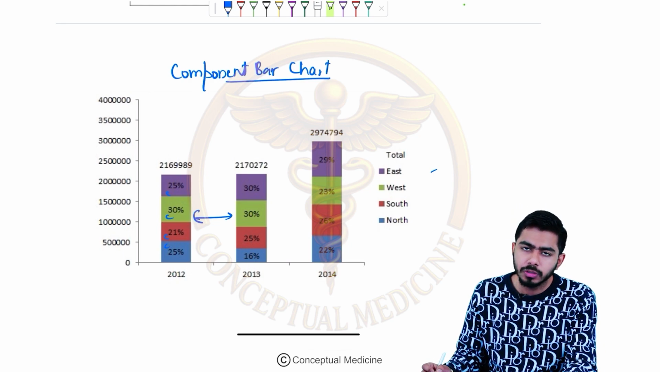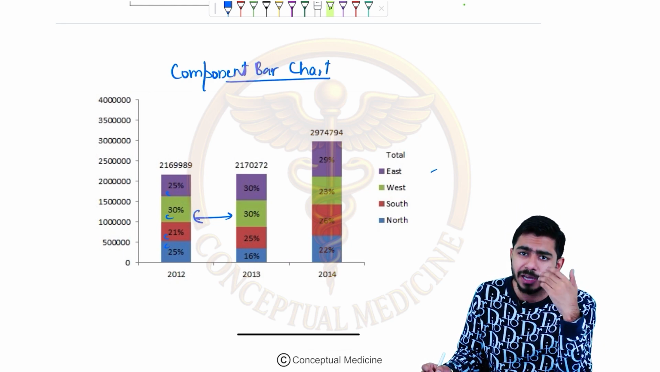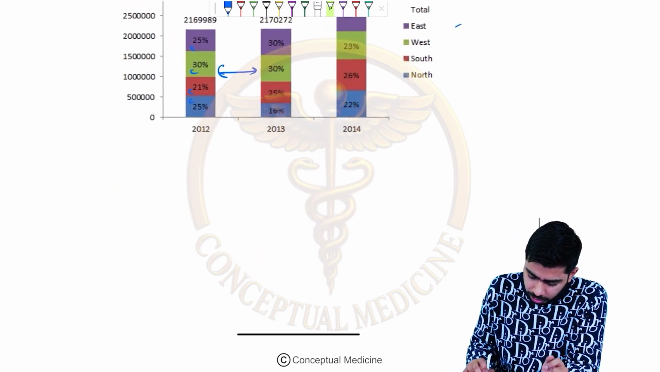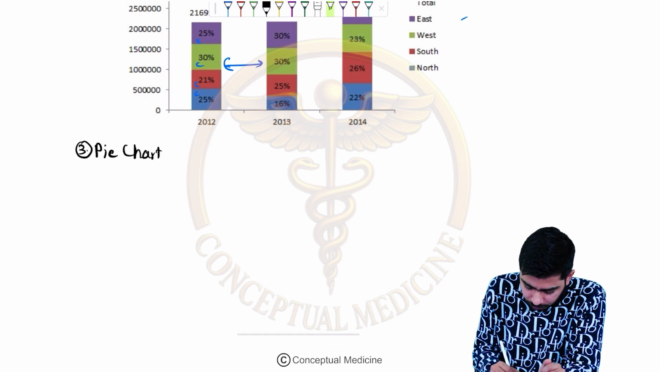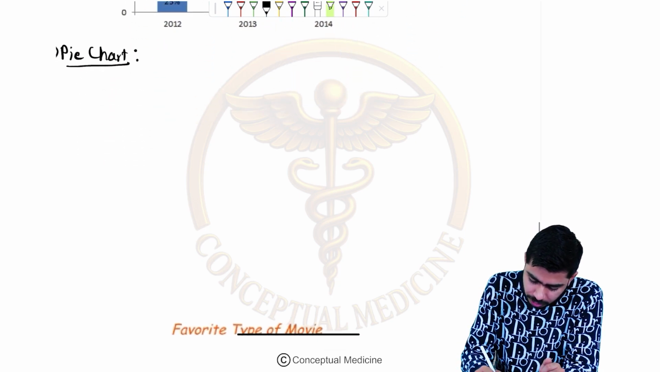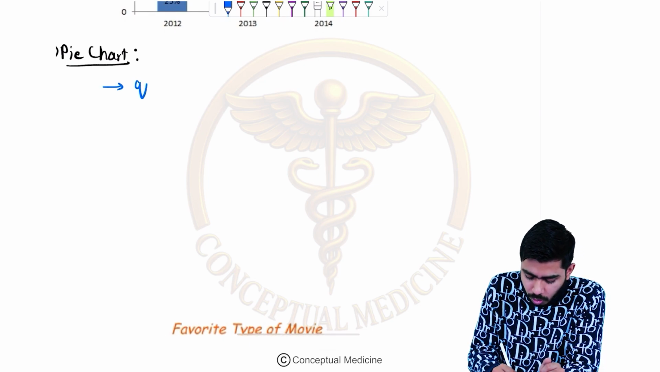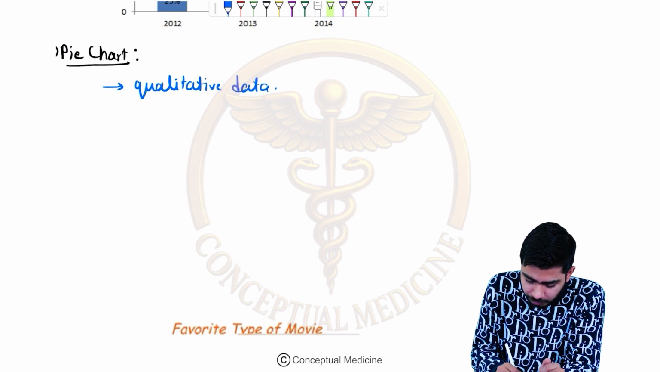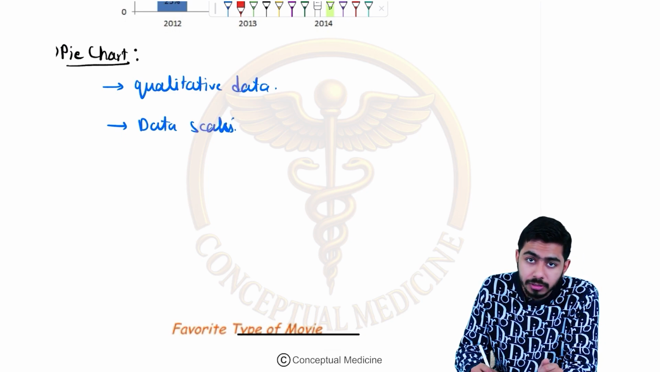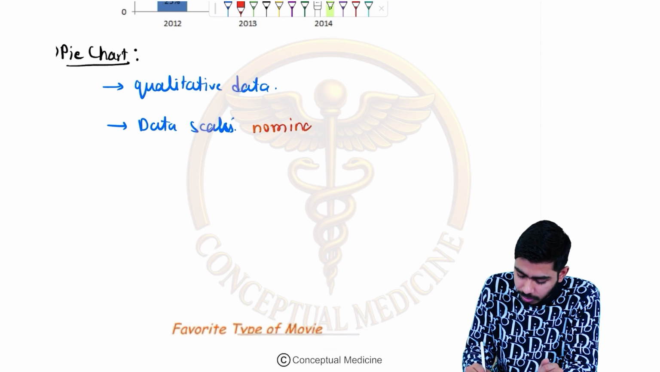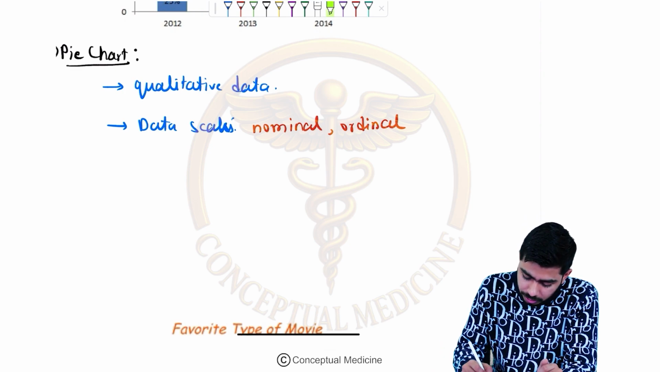Understood? Now once we have talked about the bar chart, we shall be talking about the next one, that is the pie chart. The pie chart also represents qualitative data. Third one I am talking about right now, that is the pie chart. Pie chart is also representing which data? Qualitative data, no doubt about that. Which data scales? You should be telling me, guys. Yes, I am listening. That is nominal and ordinal, same as the bar chart or bar graph, isn't it? Nominal and ordinal data scales.